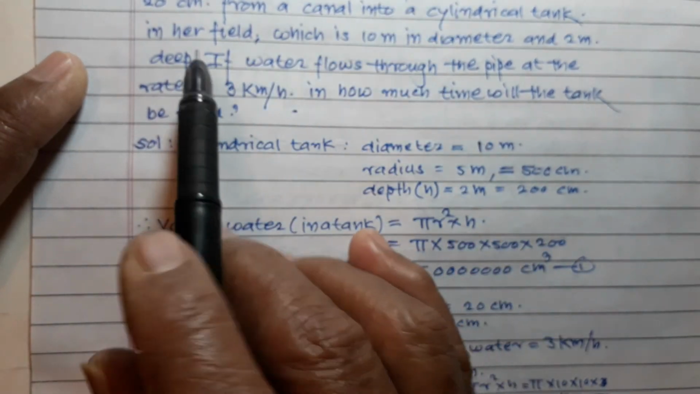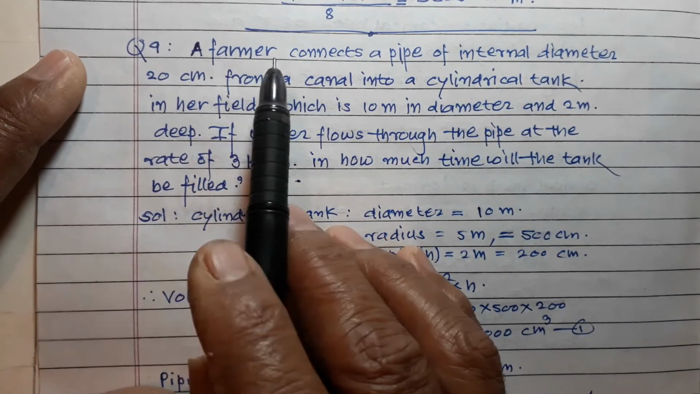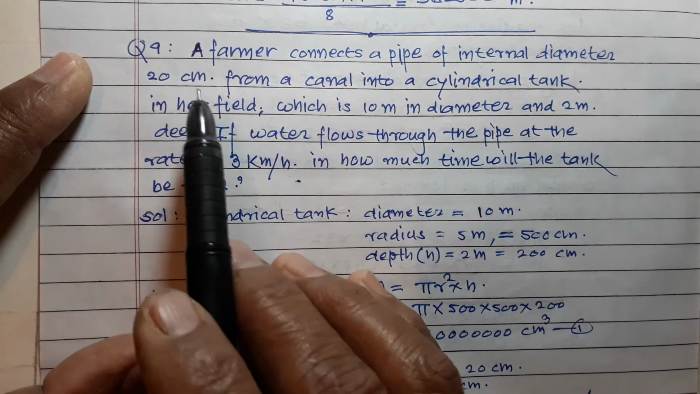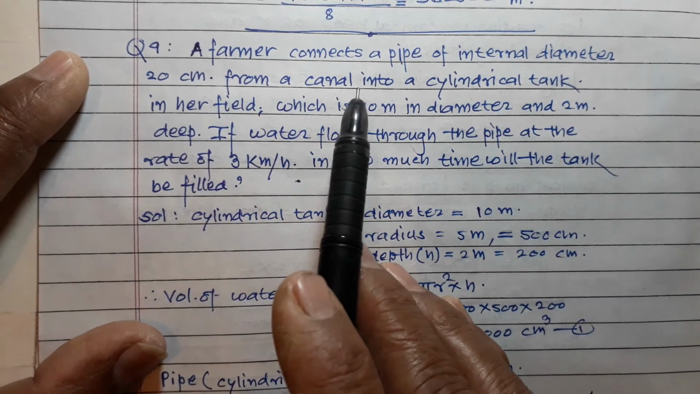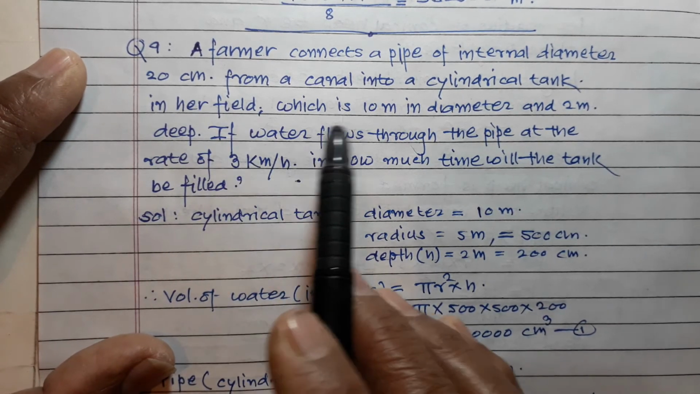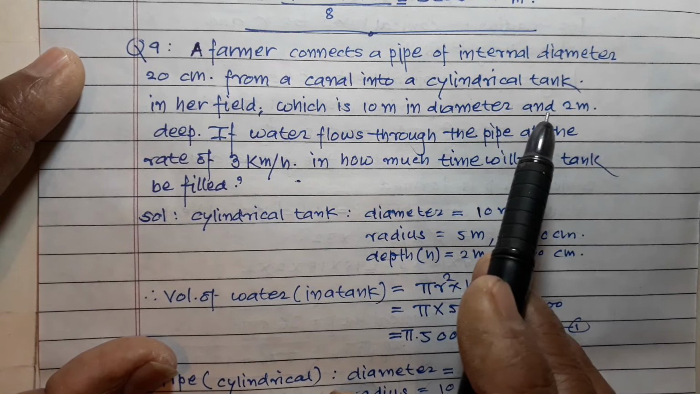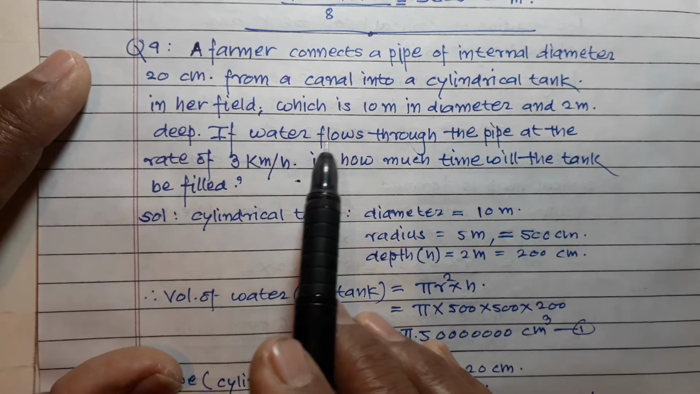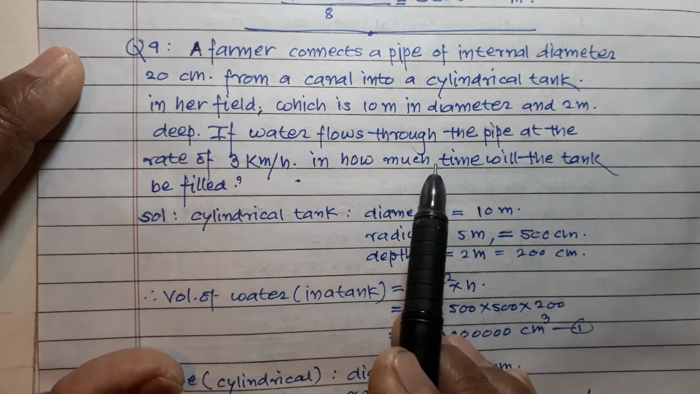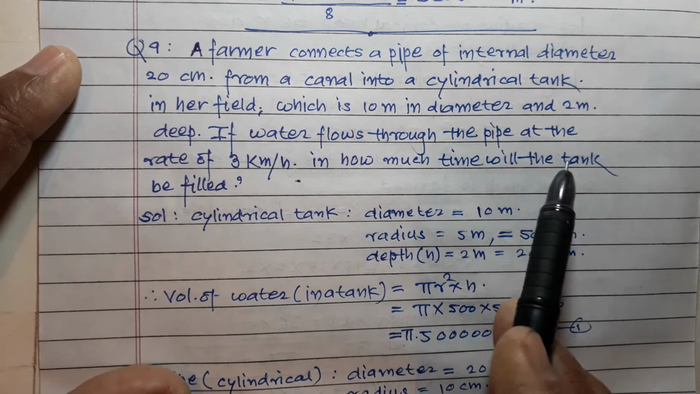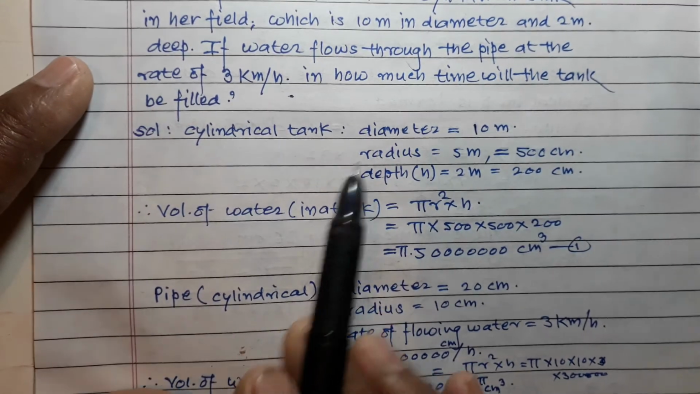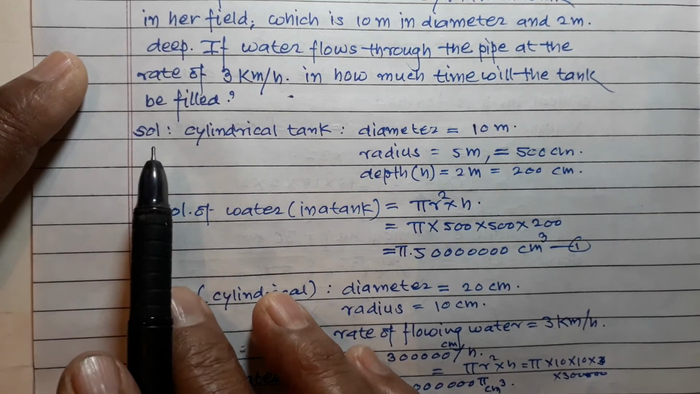Question number 9. A farmer connects a pipe of internal diameter 20 centimeter from a canal into a cylindrical tank in her field, which is 10 meter in diameter and 2 meter deep. If water flows through the pipe at the rate of 3 km per hour, in how much time will the tank be filled? Okay. Now try to understand this example. Again, this example is also important.